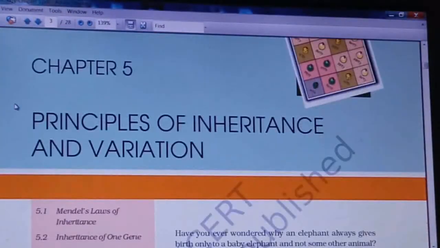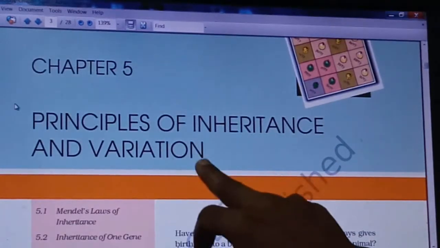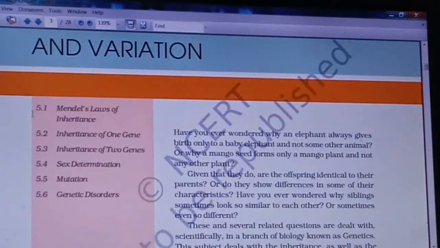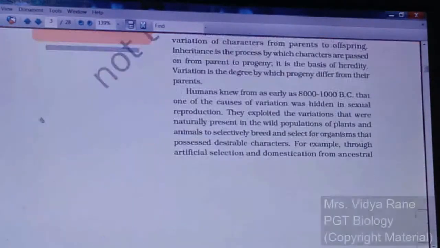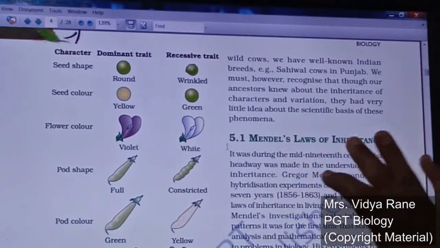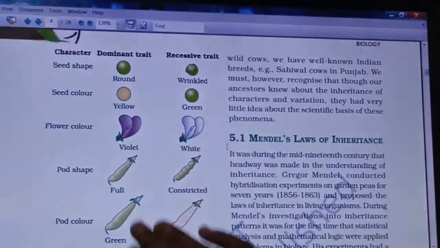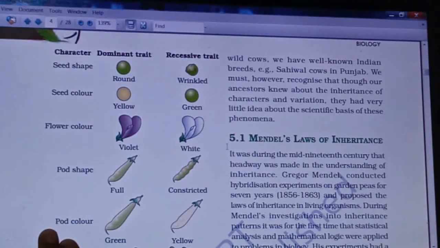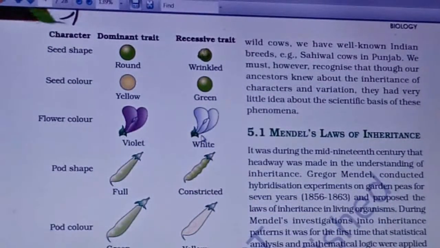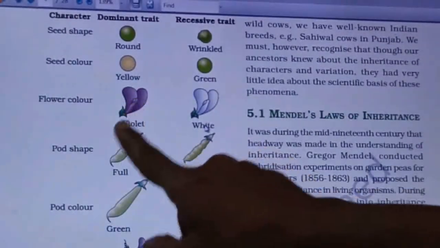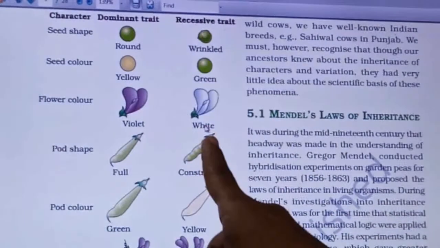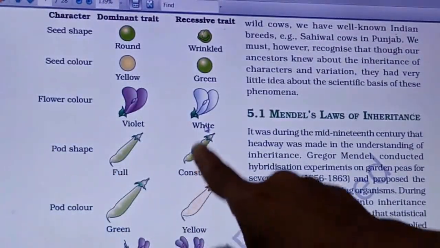Now see our first chapter in this unit, that is chapter number 5, Principles of Inheritance and Variation. Here the list of points is given, that these many points we are going to see in this chapter. Now see here, this is your first point, Mendel's laws of inheritance, and in this a chart is given where the characteristics of the pea plant, then dominant traits and recessive traits are given. So you have to keep in your mind these pictures: round, green, yellow, green, then violet flowers, white flowers, full pod, how it looks, constricted, how it looks.